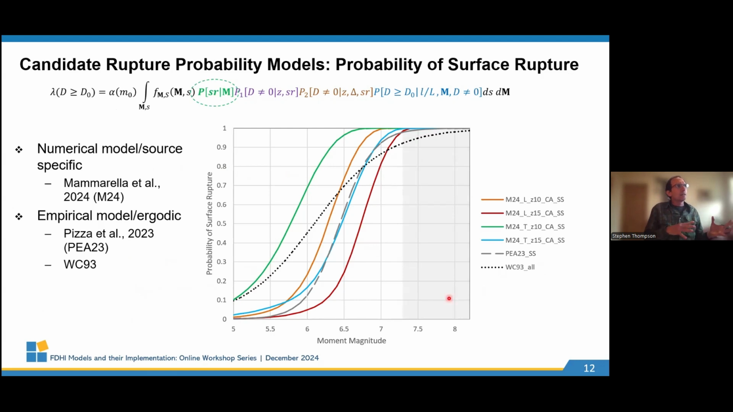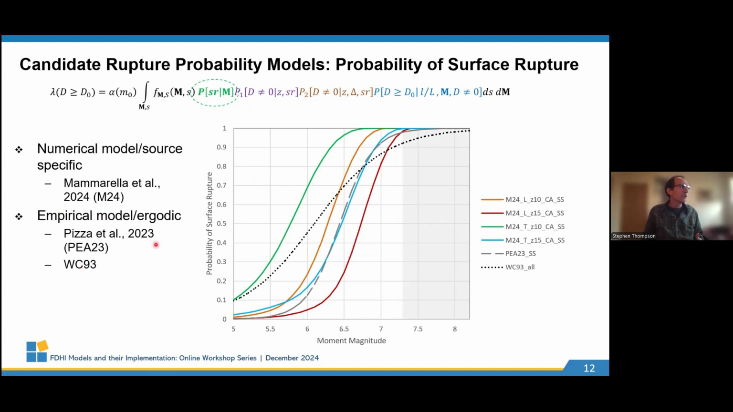Just continuing on, the next part of the logic tree we need to populate is the probability of surface rupture. And Lisa gave a brief talk about this on Wednesday, showing that there are basically, and we're aware that there are basically two types of model approaches.